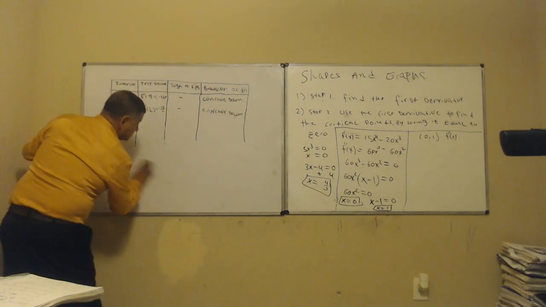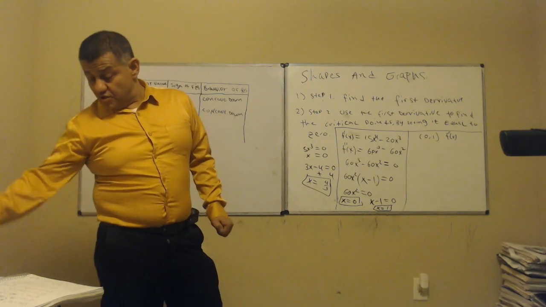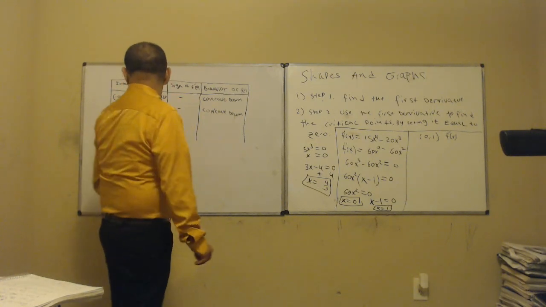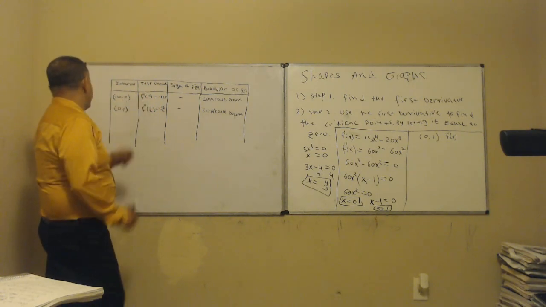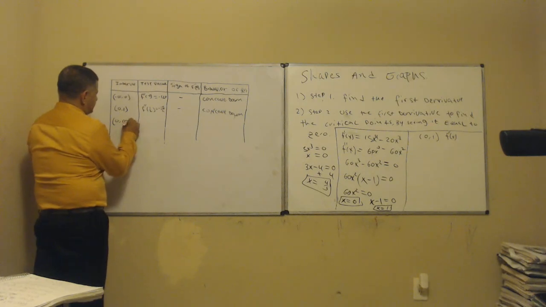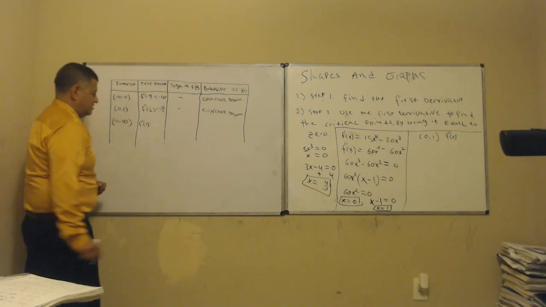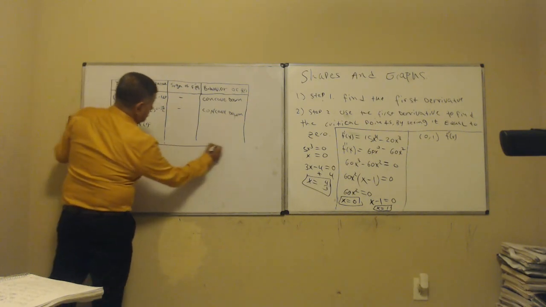Now, let's do the last one. The last one, we did right here, right? Now we do positive 0 to infinity. So we're going to test 1 and see what the value is. Let me just complete this little table.